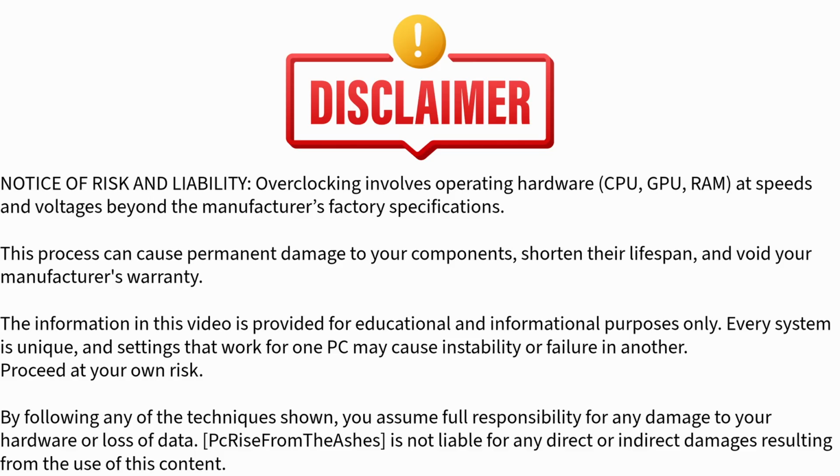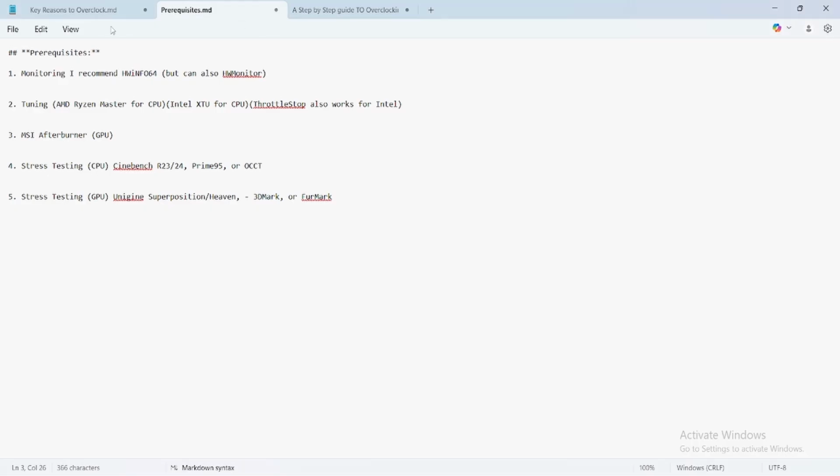Disclaimer: notice of risk and liability. Overclocking involves operating hardware, CPU, GPU, RAM, at speeds and voltages beyond the manufacturer's factory specifications. This process can cause permanent damage to your components, shorten their lifespan, and void your manufacturer's warranty. The information in this video is provided for educational and informative purposes only. Every system is unique, and settings that work for one PC may cause instability or failure on another. Proceed at your own risk. By following any of the techniques shown, you assume full responsibility for any damages to your hardware or loss of data. PC Wise From the Ashes is not liable for any direct or indirect damages resulting from the use of this content.